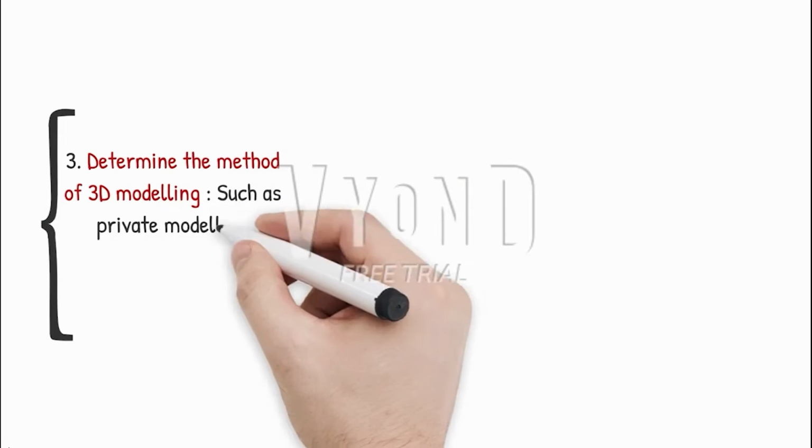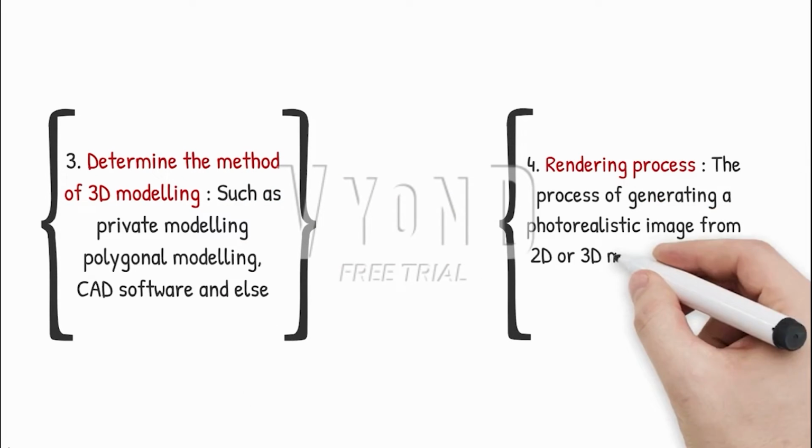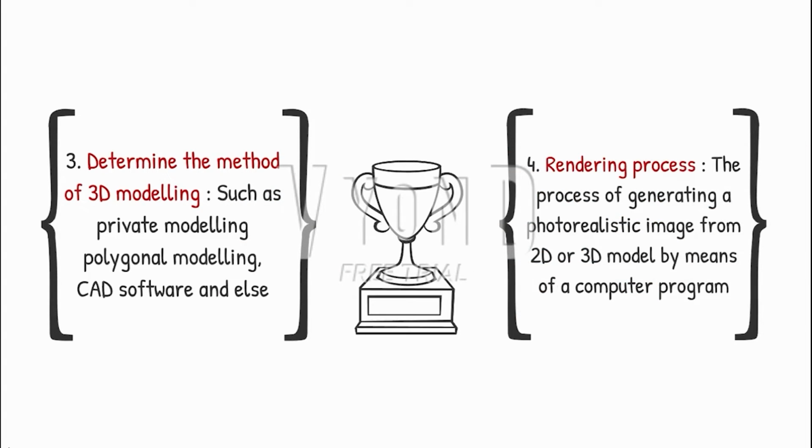Besides that, the method of 3D modeling is also determined by the function of the use of color and texture pattern. The use of color and texture pattern also determines the method of 3D modeling, such as primitive modeling, polygonal modeling, CAD software, and else. Another function of the use of color and texture pattern is the rendering process.